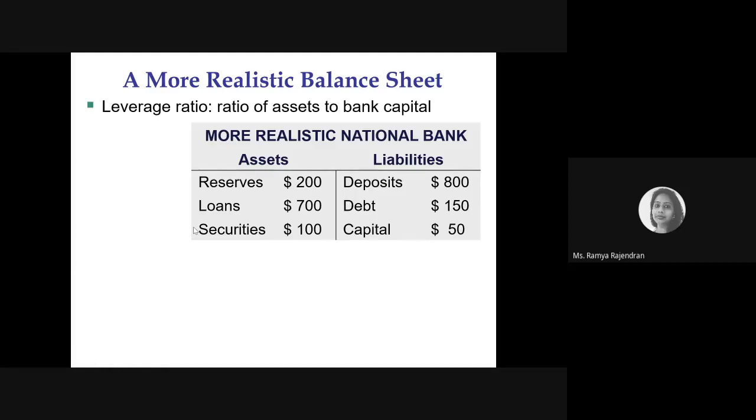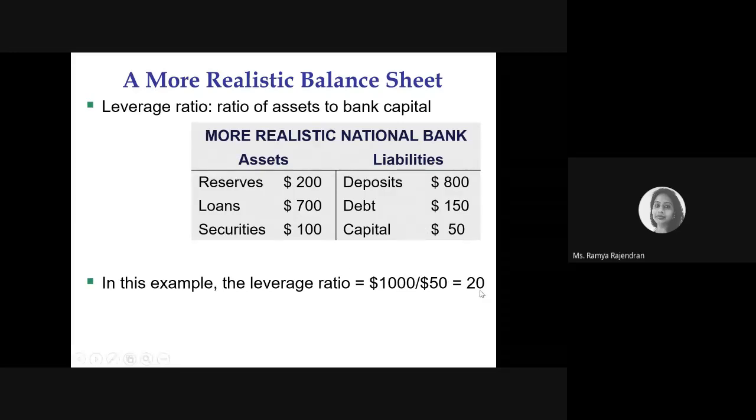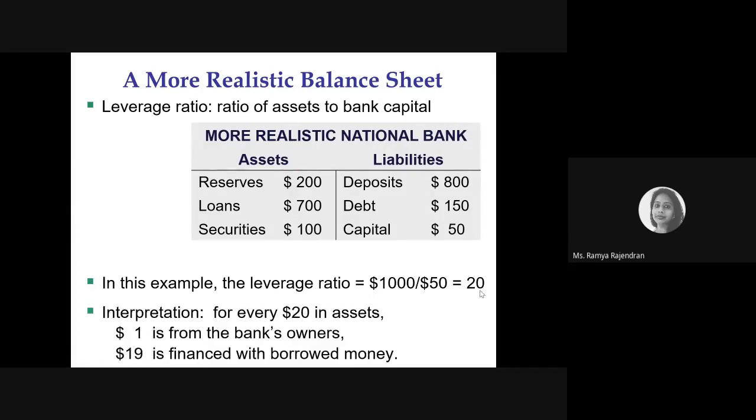Okay, so leverage ratio is nothing but the ratio of assets to the bank capital. So let's calculate what the ratio is here. Here the assets is $1,000 and the capital is $50. So 1,000 divided by 50 is 20. So here the leverage ratio is 20. Which means for every $20 in assets, the bank owns only $1, and the rest, $19, is financed by borrowed money.